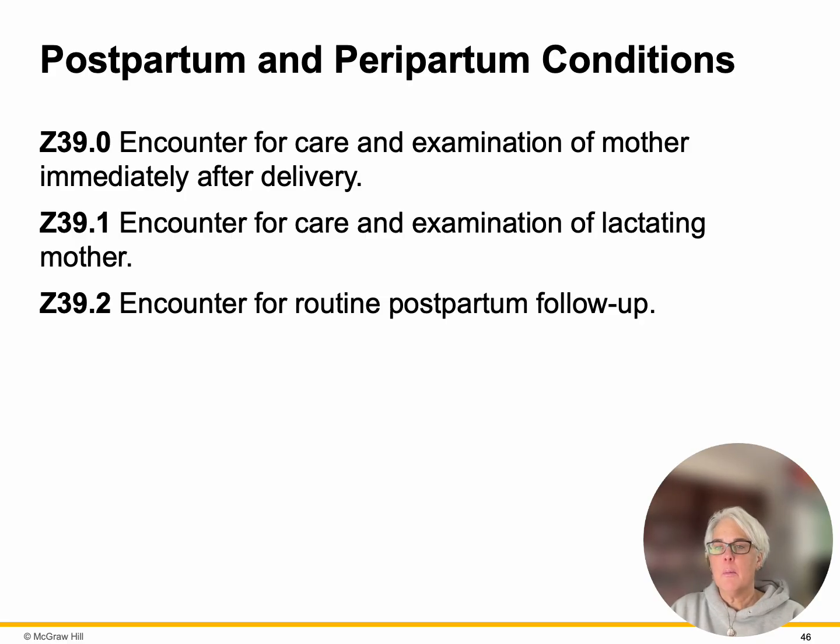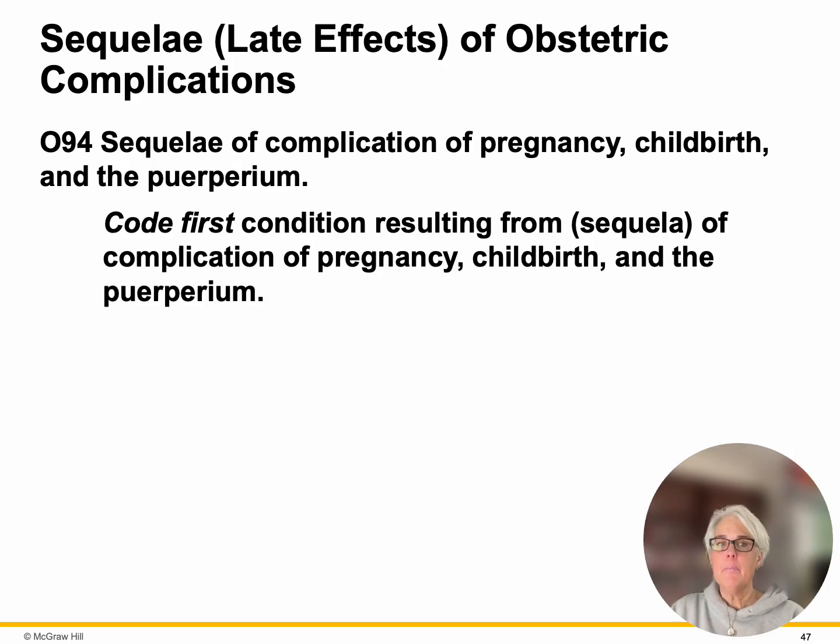If the mother has a postpartum complication like an infection or a hemorrhage, we're going to use that appropriate O code for that complication instead of a routine follow-up care. A sequela is a residual condition that remains after the initial complication is over. With obstetrics, I'm going to use O94 to show that a current condition is a late effect of a prior pregnancy complication. I code the current condition first, followed by O94. This is going to tell me the story that the current problem started because of something that happened in the past pregnancy, delivery, or the postpartum period.